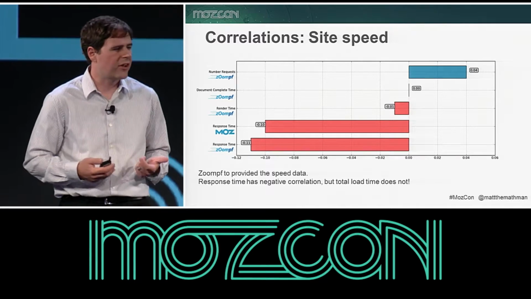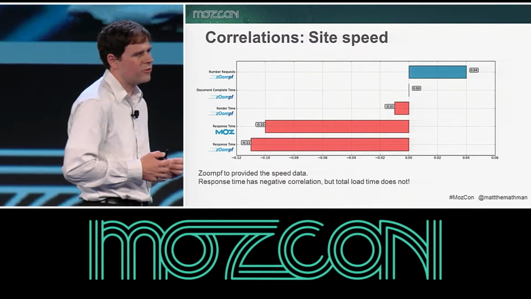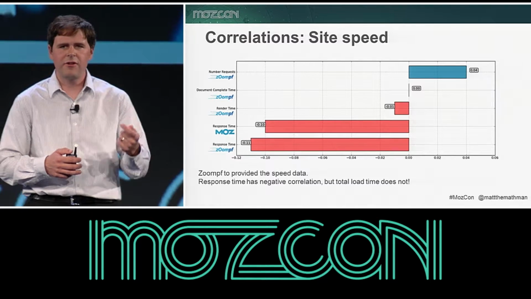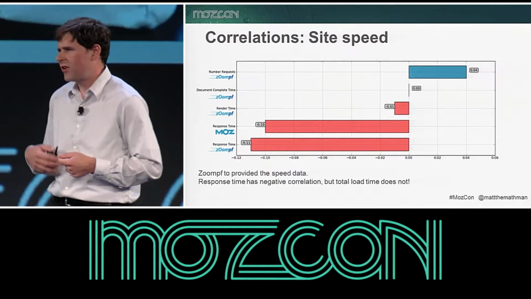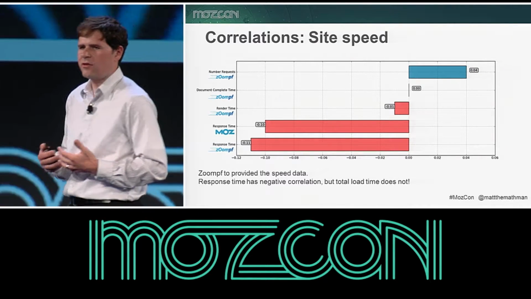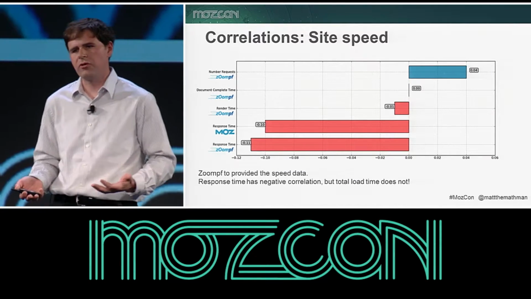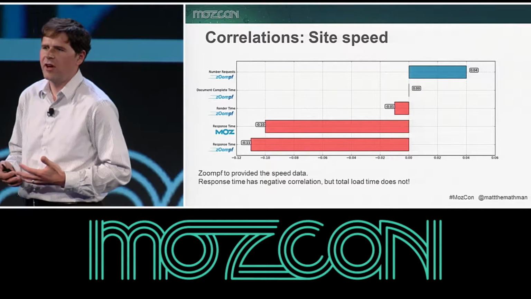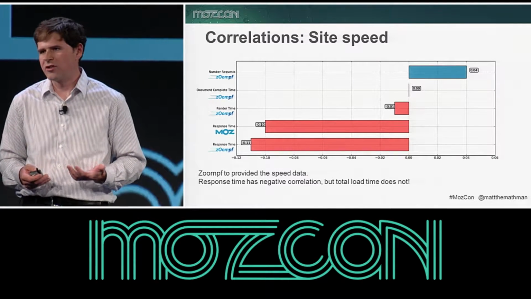The number of requests up here, this is the top bar. We found a very slight positive correlation. This is the total number of things that need to be requested to load the page, the total number of JavaScript and CSS files and images and all these other things. Our guess here is that this is correlation, not causation. Sites that have a more rich user experience, more complicated sites that are going to tend to rank higher, are going to have a larger number of requests.